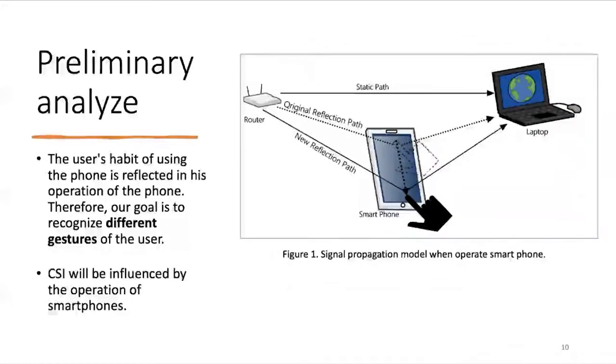Here we first have some preliminary analysis. As you can see from Figure 1, when a user operates the smartphone, like sliding, the channel state information of the Wi-Fi signal will be influenced by the movement. So the user's habit of using the smartphone can be reflected in the operation of the phone. Therefore, our goal is to recognize the different gestures of the user.